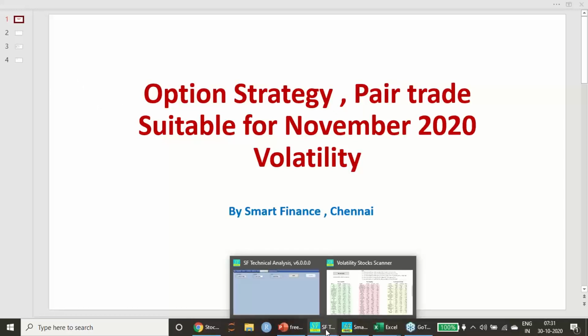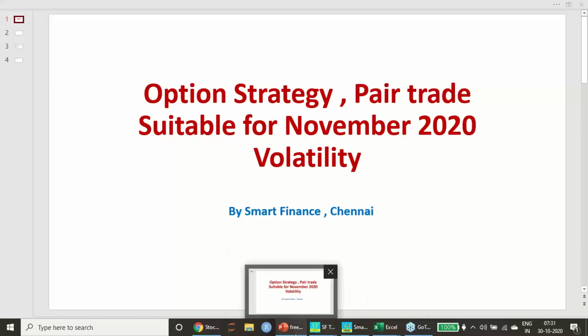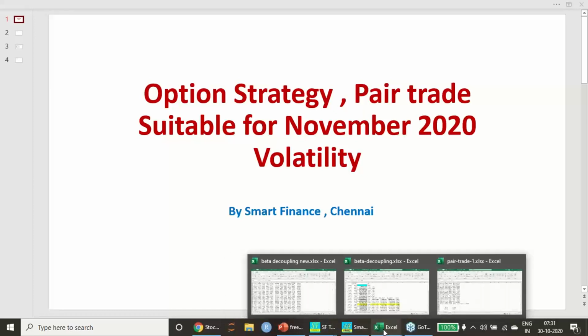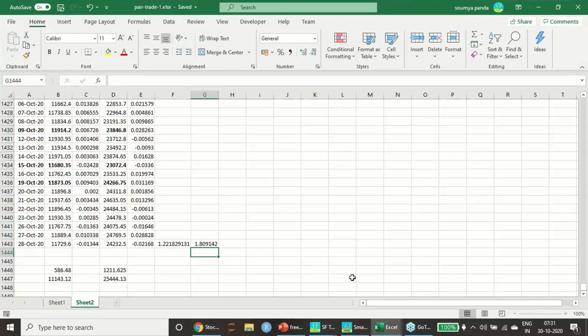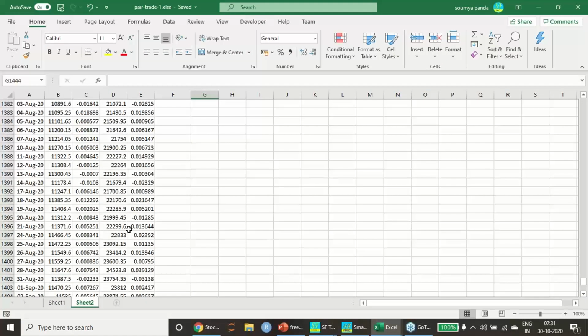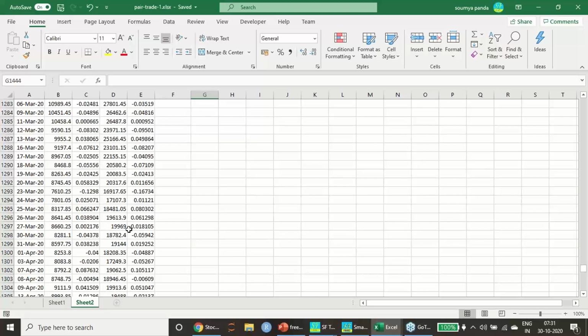I'll be demonstrating my option strategy and pair trade with the help of our smart finance software, and I'll also be covering some of the conceptual things. So now, first I'll take one very simple conceptual understanding.